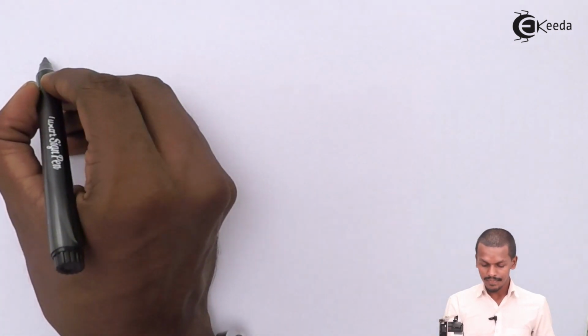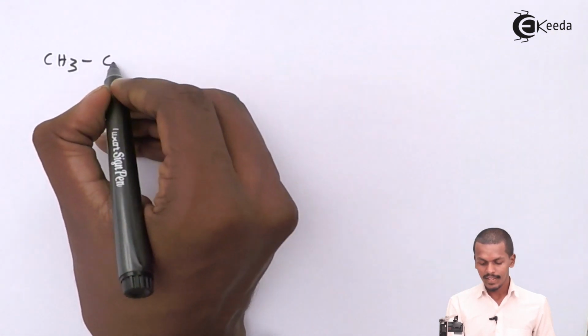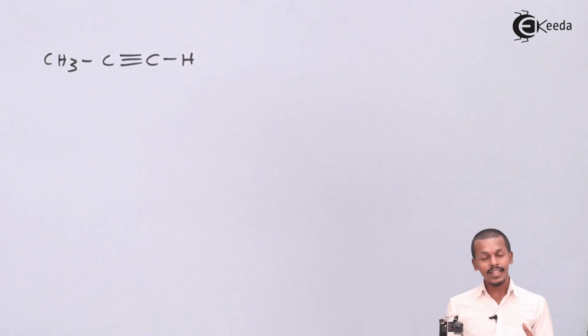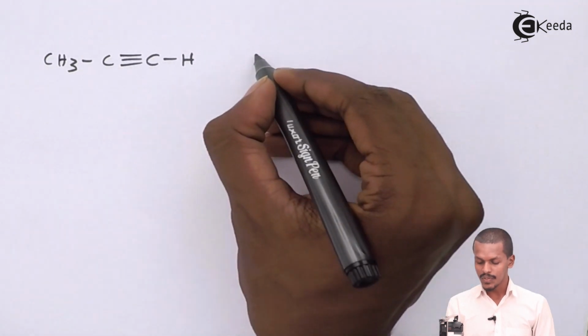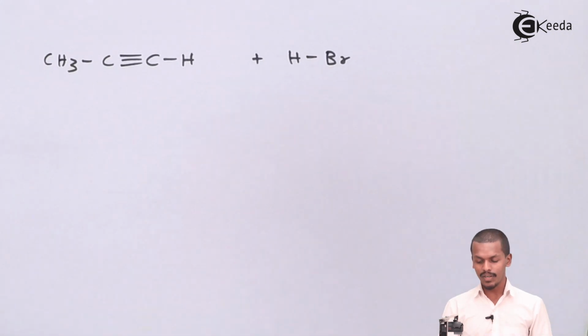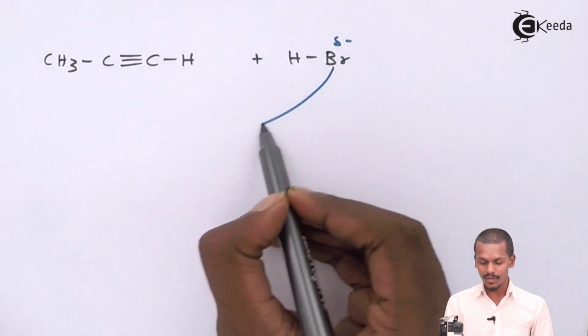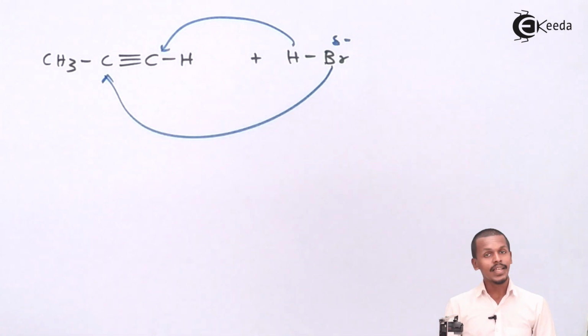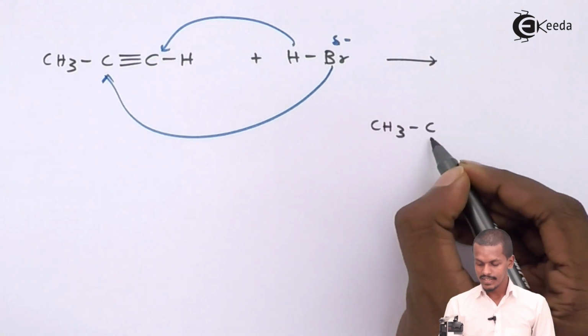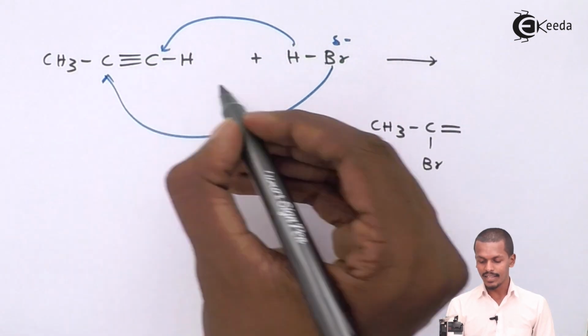Suppose we have CH3 C triple bond CH, and we have to do a hydrohalogenation process, using, suppose, HBr. What will the reaction be? Yes, it will follow Markovnikov's rule, so the negative part of the reagent will attack the carbon of the triple bond with fewer hydrogen atoms. That is why the bromine atom will attack this carbon atom, while the hydrogen atom will attack this carbon atom, forming a product which is CH3 CBr, here a double bond, and here CH2.